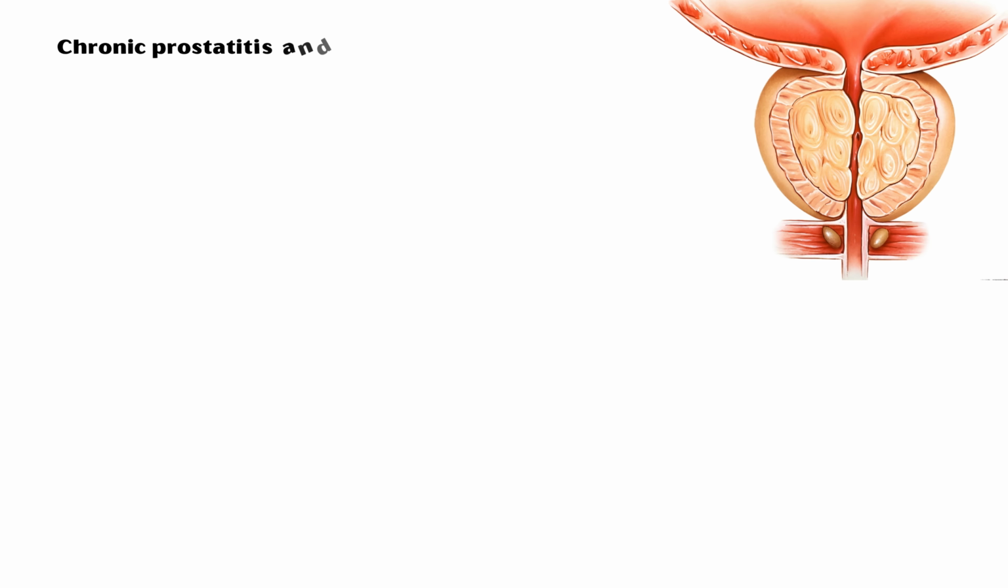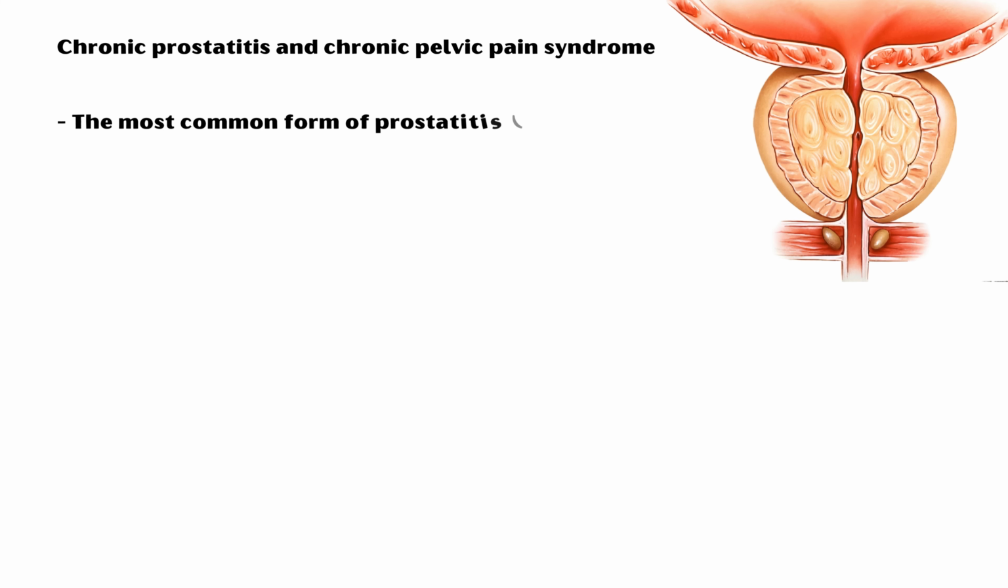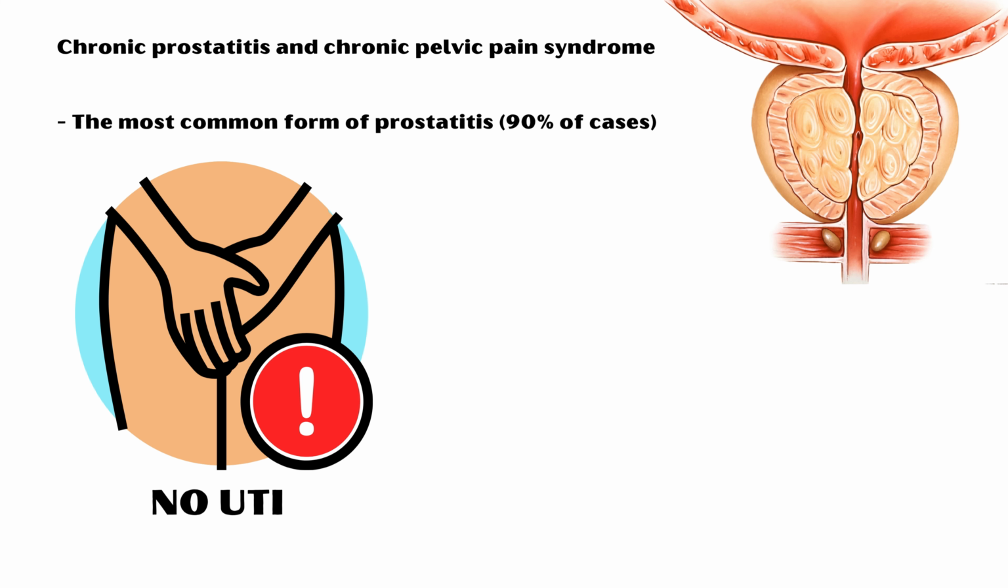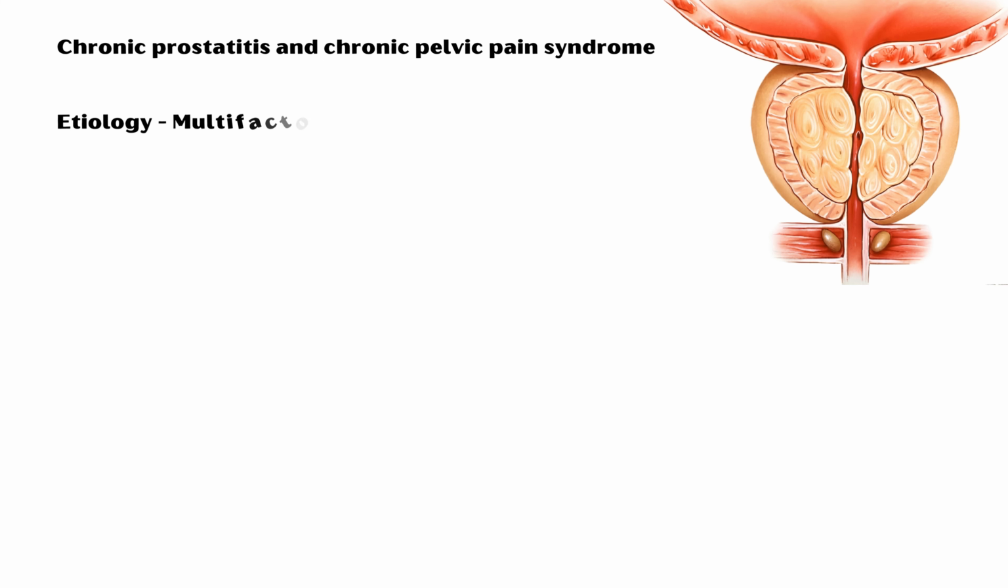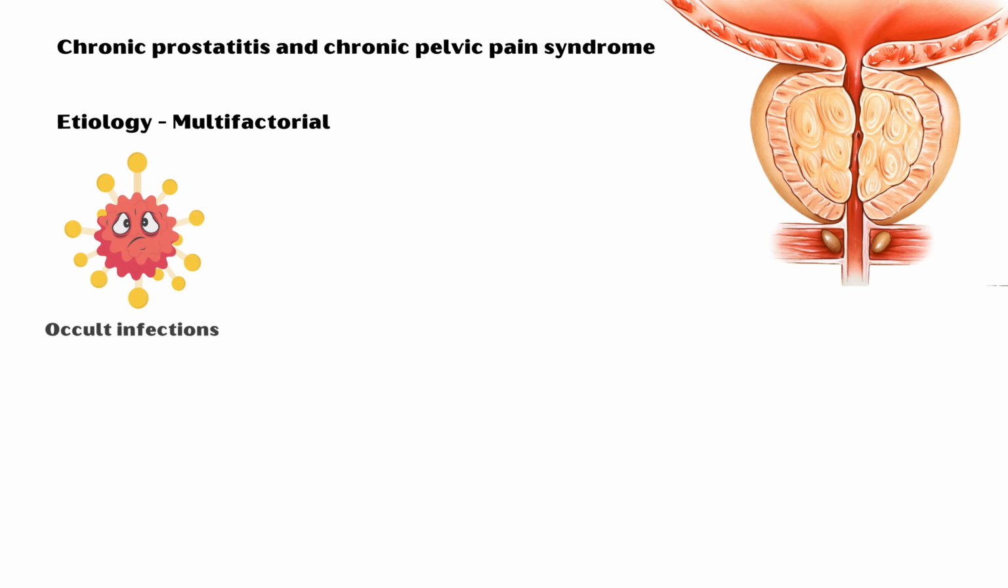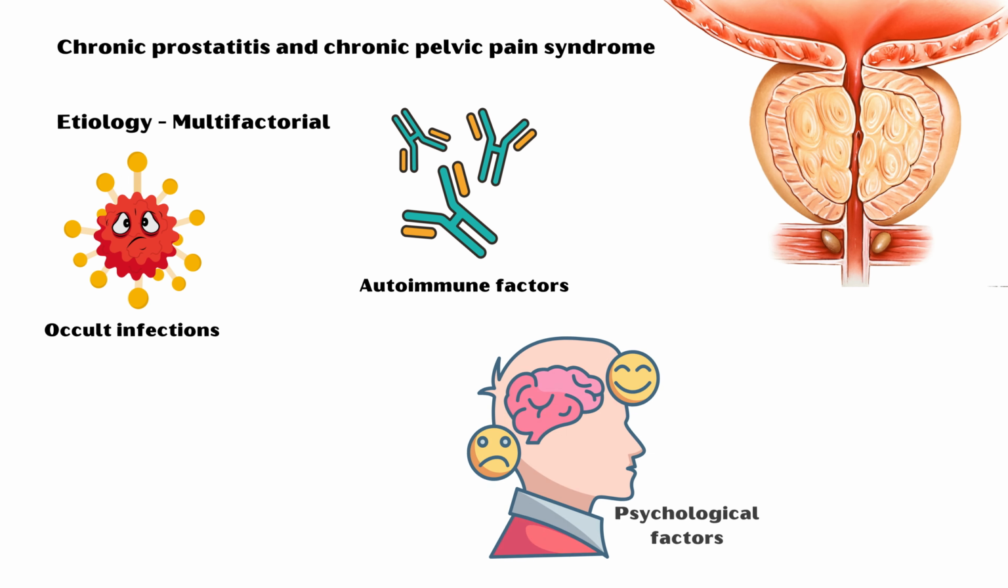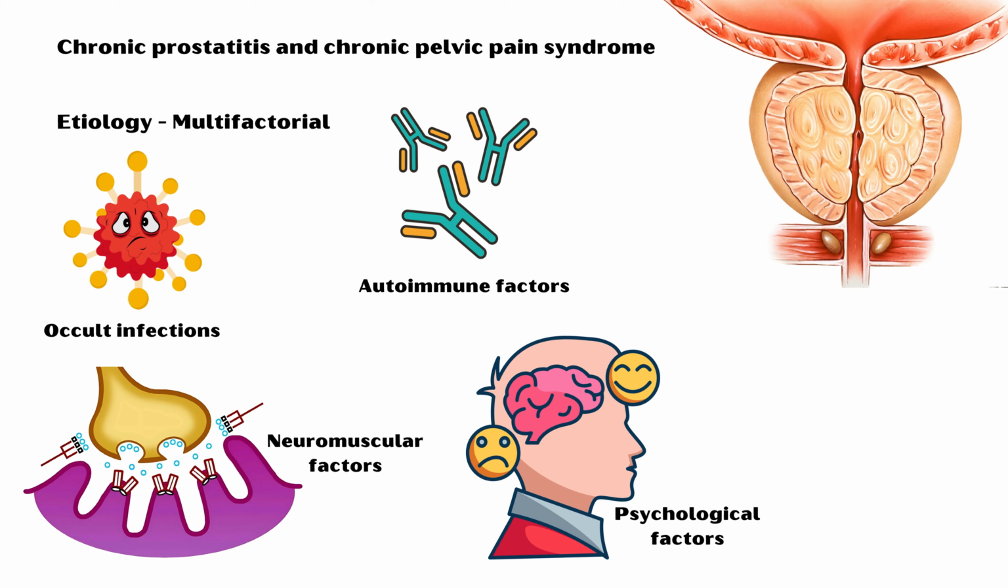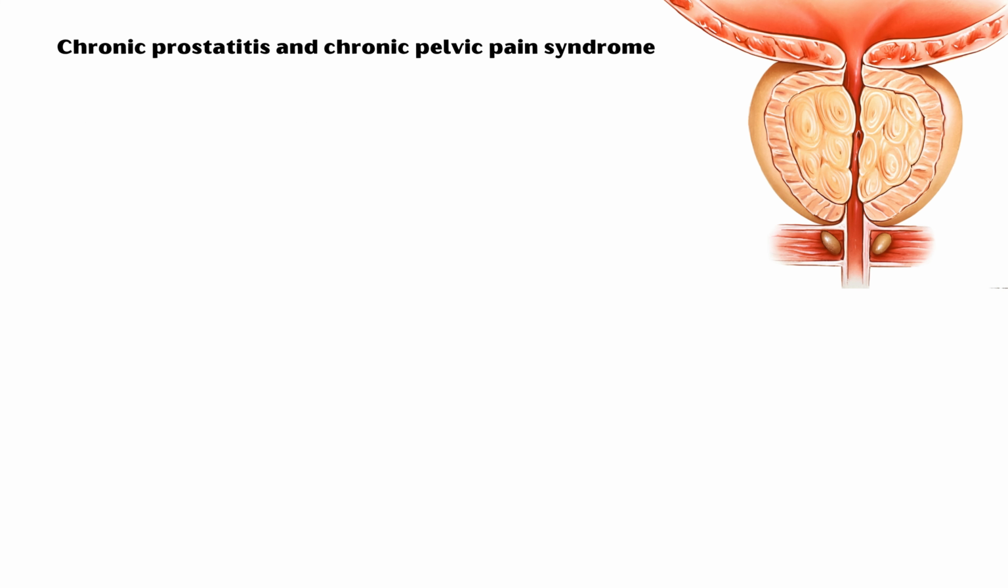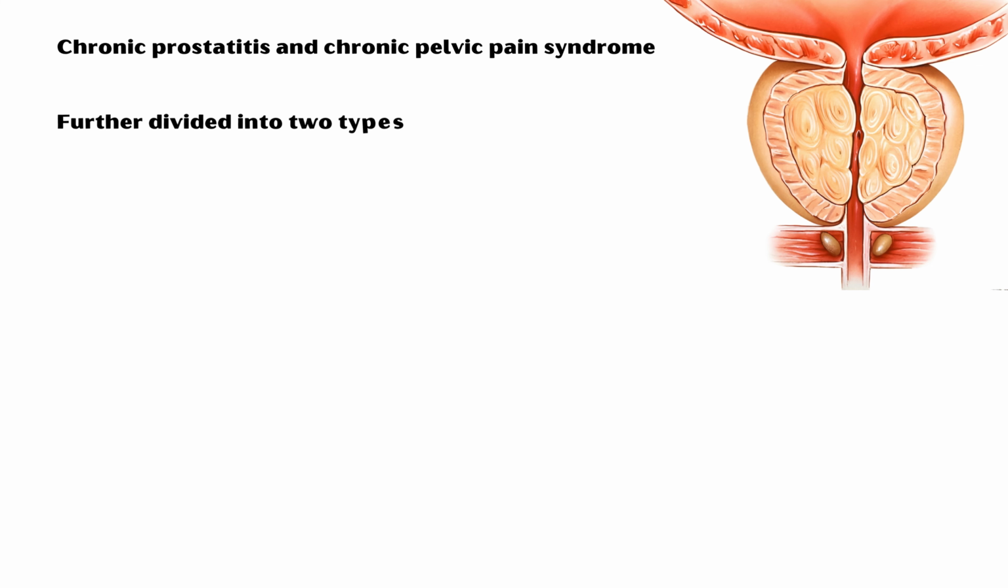Chronic prostatitis and chronic pelvic pain syndrome is the most common form of prostatitis and accounts for approximately 90% of cases. It typically occurs in the absence of a urinary tract infection. The etiology of this syndrome is multifactorial, with occult infections, autoimmune, psychological, and neuromuscular factors contributing. Chronic prostatitis and chronic pelvic pain syndrome is further divided into 2 types: inflammatory and non-inflammatory.